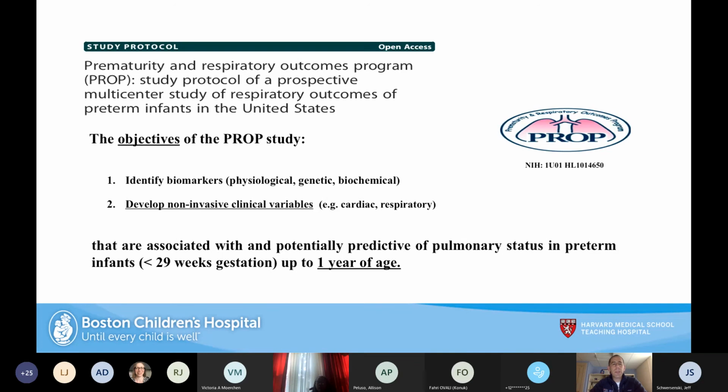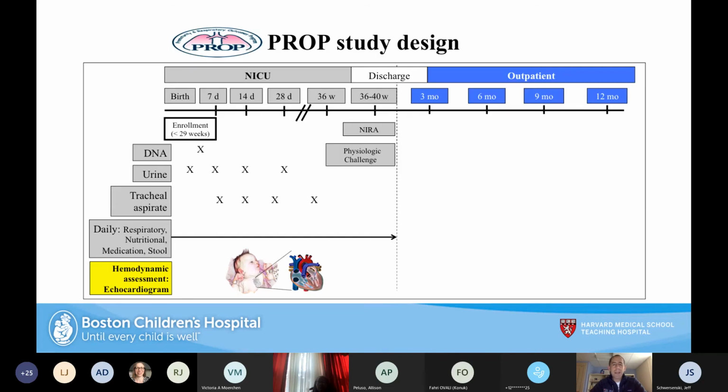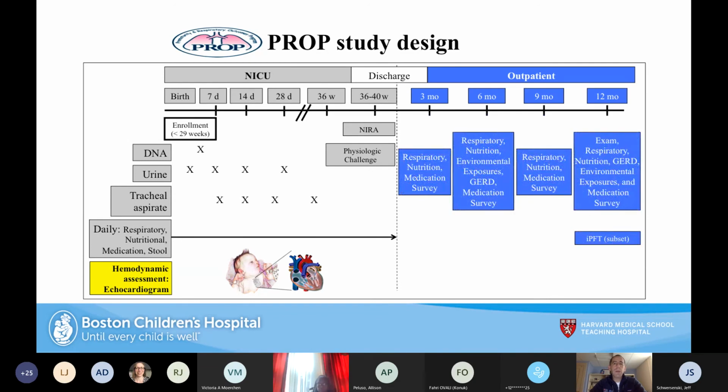in extreme preterm infants that were either associated with or predictive of pulmonary status in the preterm infant up to 1 year of age. The PROP study design was fascinating. It recruited babies in the first week of age. It obtained detailed phenotyping, DNA, urine, tracheal aspirates, daily respiratory, nutritional, medication, and stool. It followed the babies into the outpatient world at up to 1 year of age.